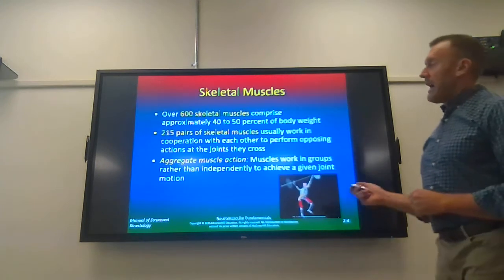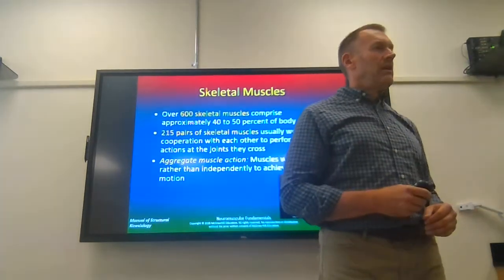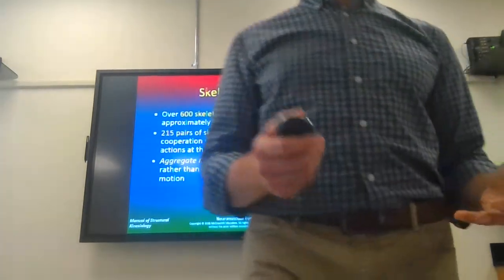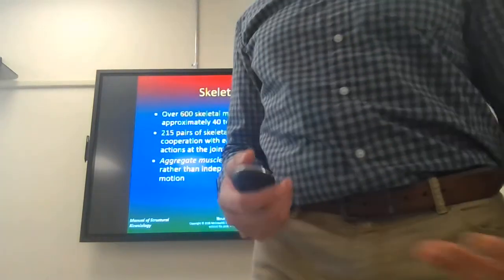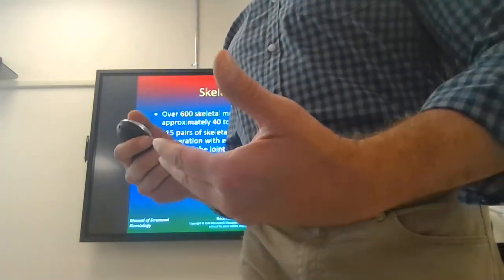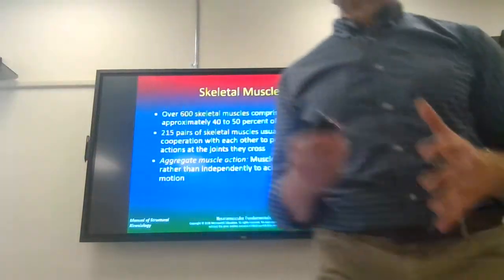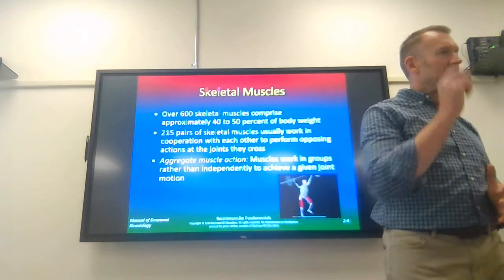So aggregate muscle action just refers to this process where muscles work together. Rarely do we have movements that involve just a single muscle. Even when we intend to, quote unquote, isolate a muscle, there are still lots of other muscles working in different roles. Muscles can have lots of roles, and it's really hard to have isolated action of just a single muscle.